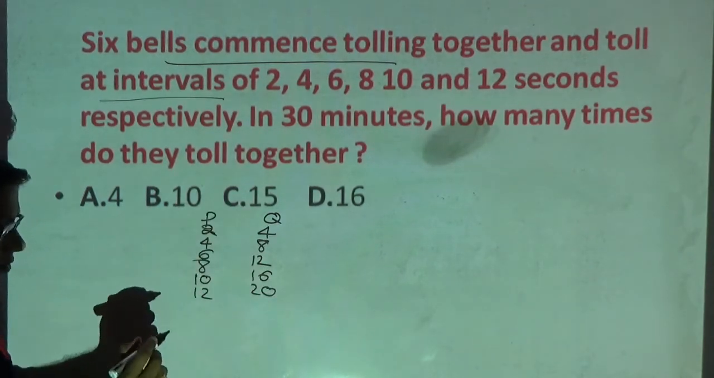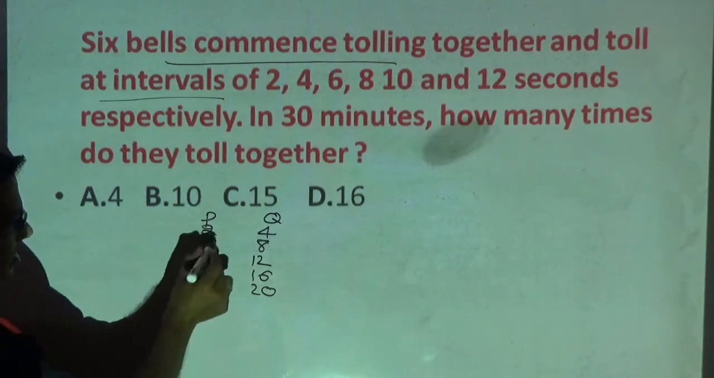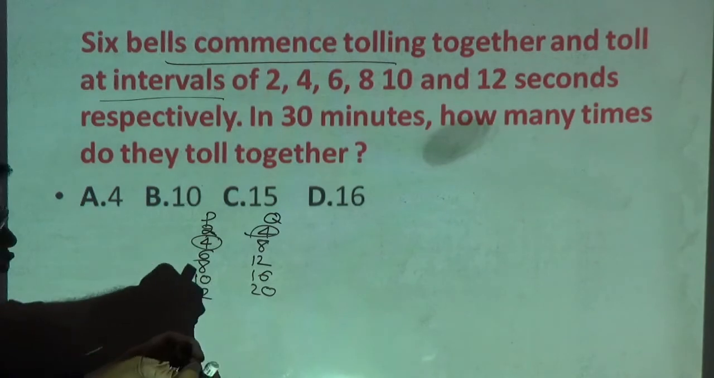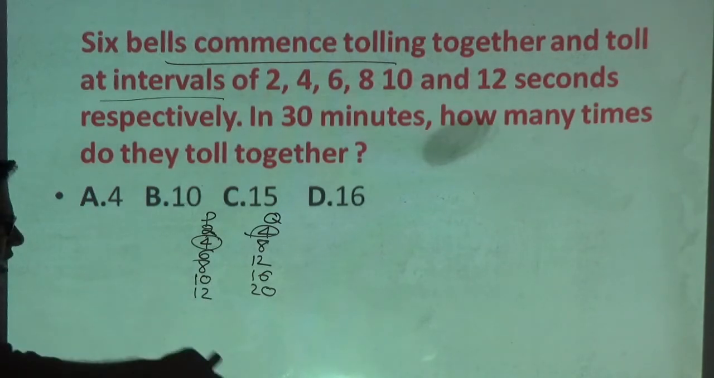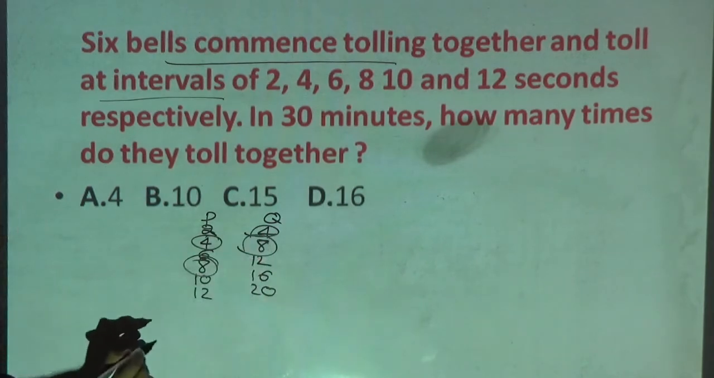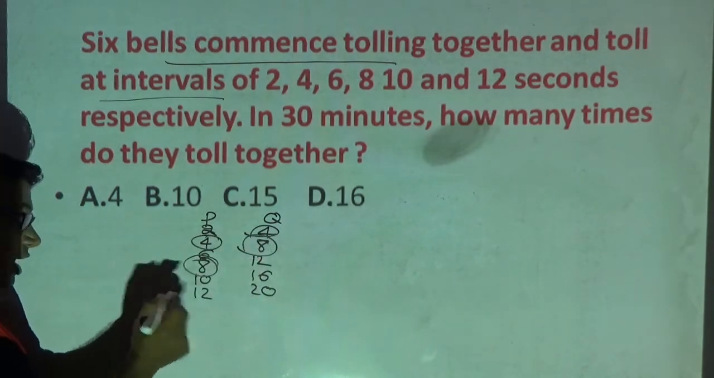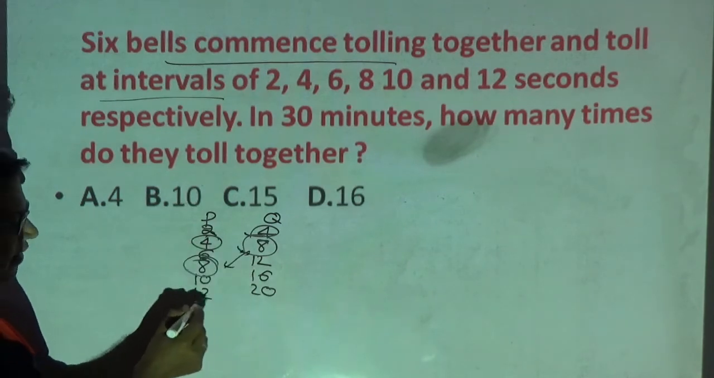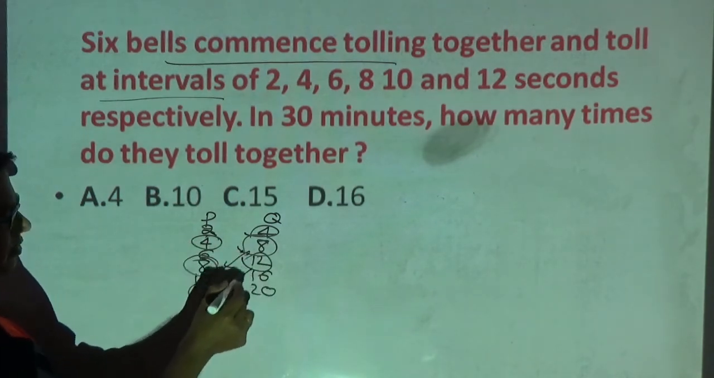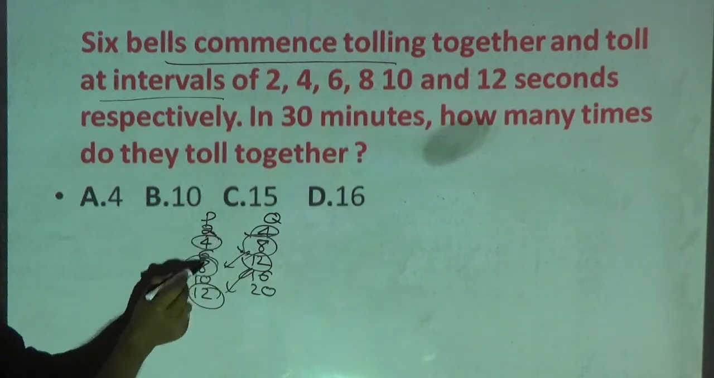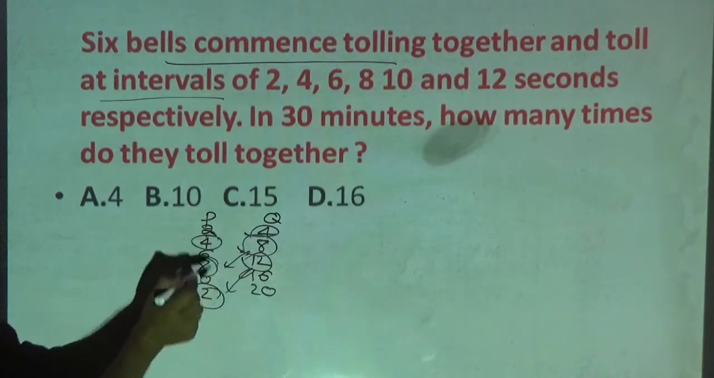These two bells will together toll at 4 seconds, correct? At the 4th second, these two bells together will toll simultaneously. Again they will toll together at the 8th second. Again at the 12th second. These are the multiples, that is, common multiples.